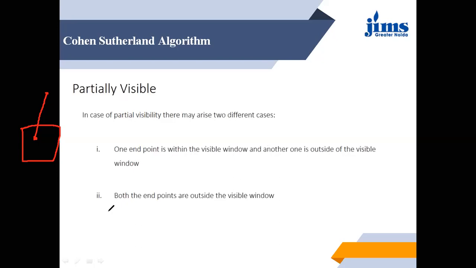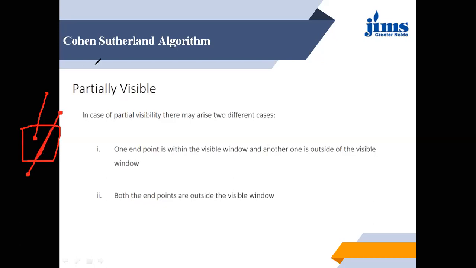And the second case is that both the endpoints are outside the visible window, means one point is over here and the second point is over here. But you can say that when I join these 2 points of a line, then the line is partially visible and partially invisible. So you can see from here that this is also a visible line.